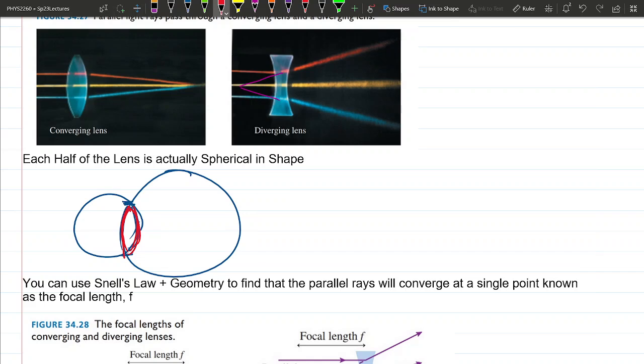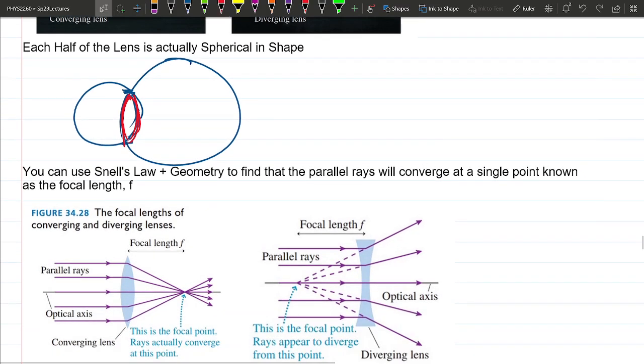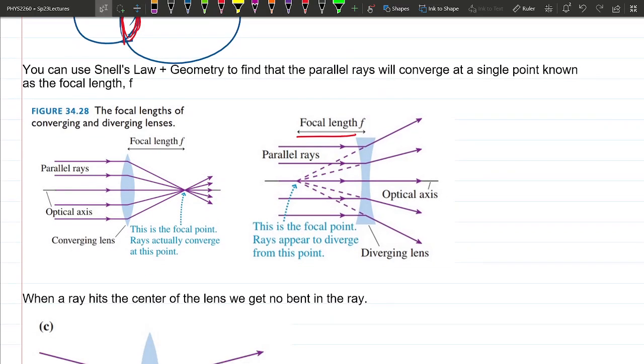The radius of these circles is going to give you what we're going to learn about, which is known as the focal length of the lens. The focal length of the lens is where the rays will converge into a single point for a converging lens. So all the parallel rays come in here, and they're going to converge at this one single point, at a distance f, called the focal length, behind the lens.